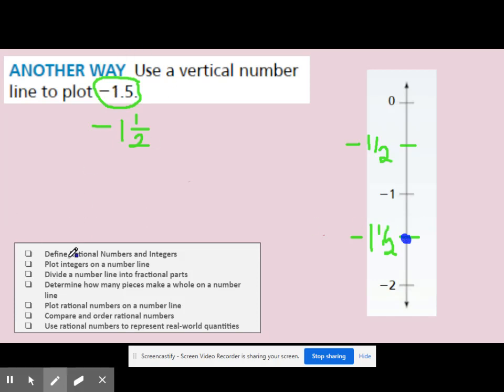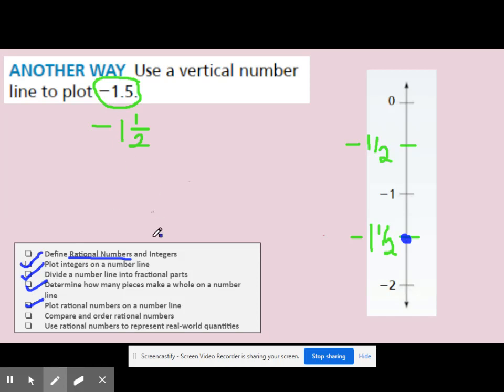Okay, so this is a rational number because it is a fraction or a decimal. It can't be written as a whole, so it's a rational number, and we are plotting it on a number line. To do that, we have to have our integers, 0, -1, -2. We have to divide it into fractional parts. We needed to know how many pieces made a whole, and then we can plot our rational number.